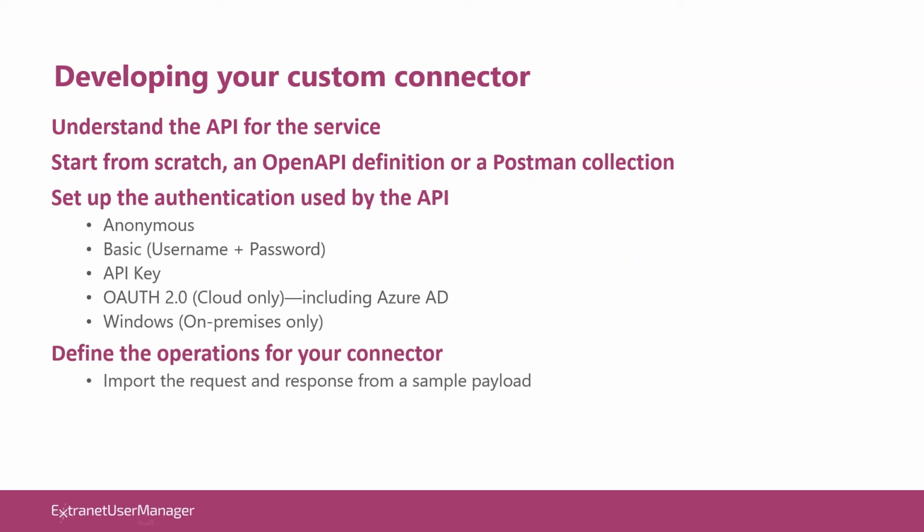You need to define what the request and response payloads look like for that. And we're going to actually take you through a step-by-step example of doing that and building that out. Once you've done that, save it, test it, and try it out in Flow and Power Apps. Rinse and repeat from there.